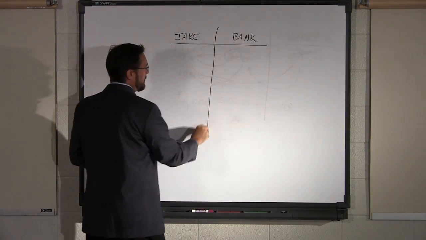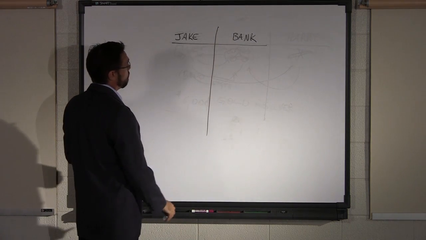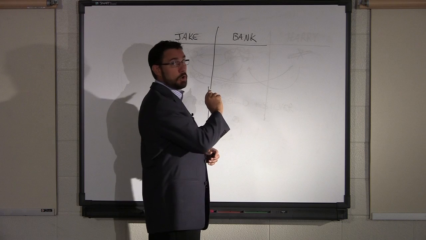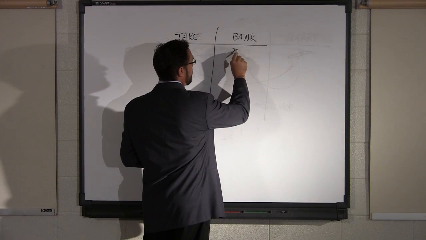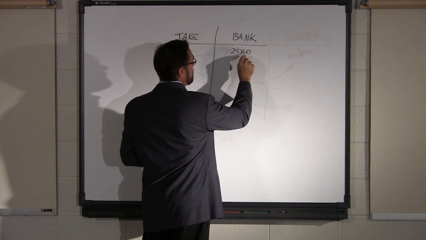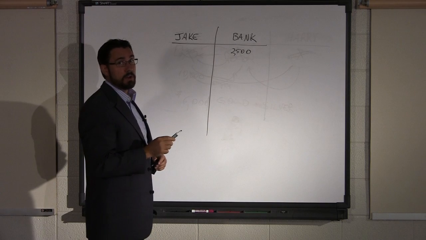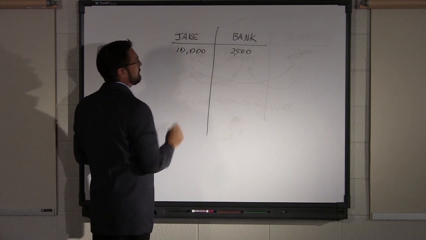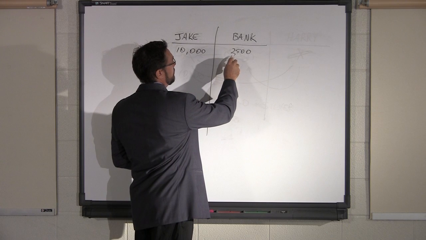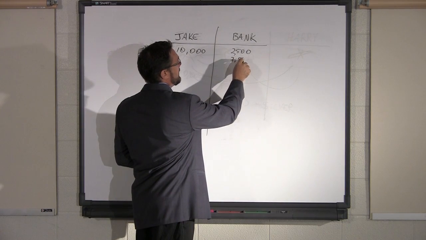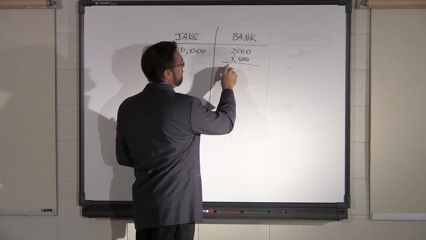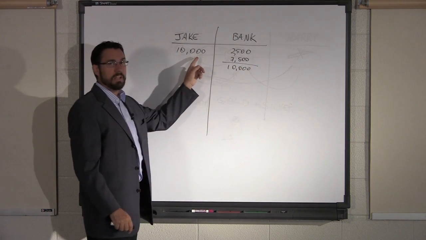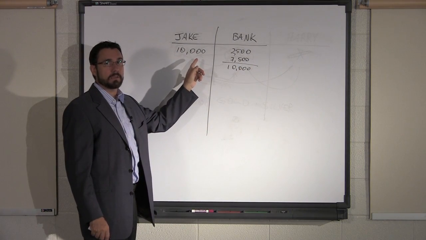Jake wants to borrow money from the bank. He wants to borrow $10,000. Thing is, the bank only has $2,500. Only $2,500 in the bank, but Jake needs $10,000. And so, what do they do? Well, they make up $7,500 out of thin air. They put $10,000 in his account at the bank.